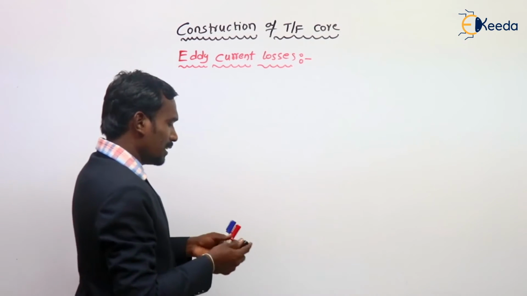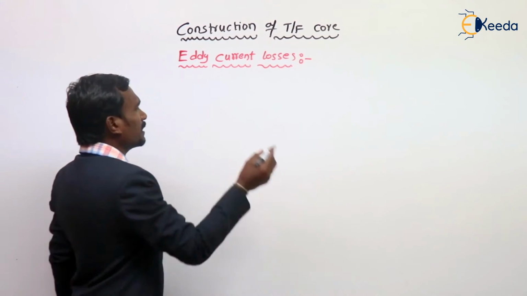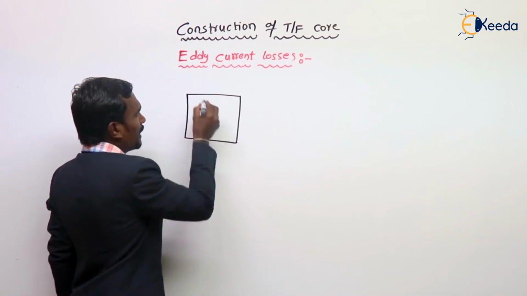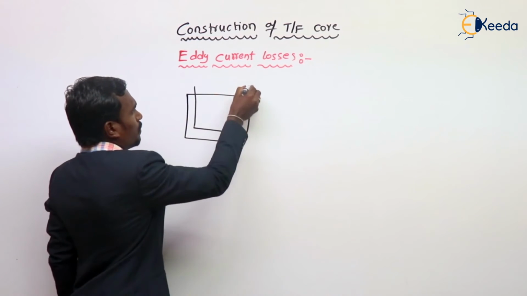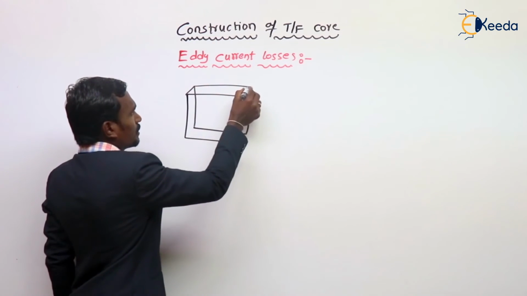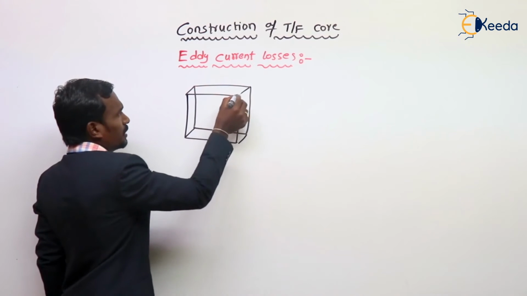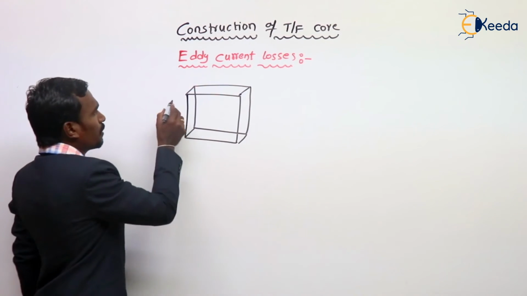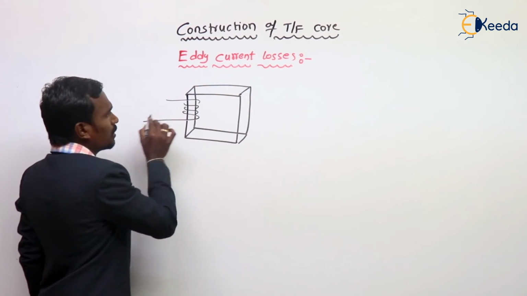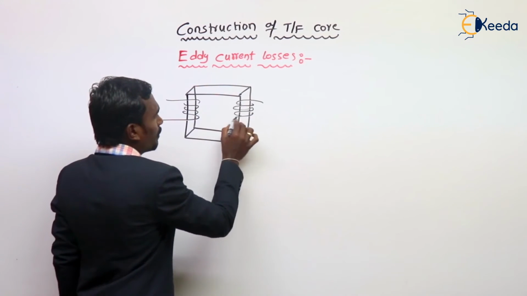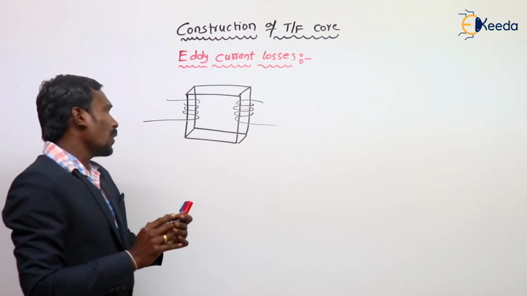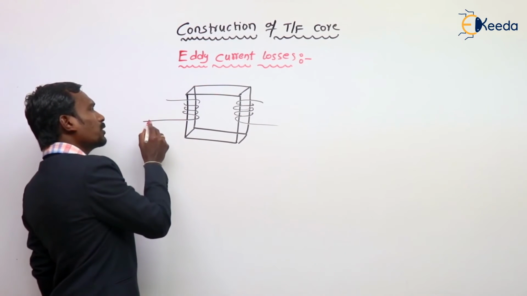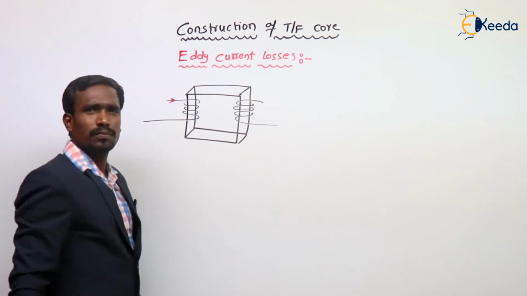So let's see here. For example, this is my transformer core. My transformer core is like this, a core-type structure. Of course, we have a winding here. We are giving supply to the primary winding.